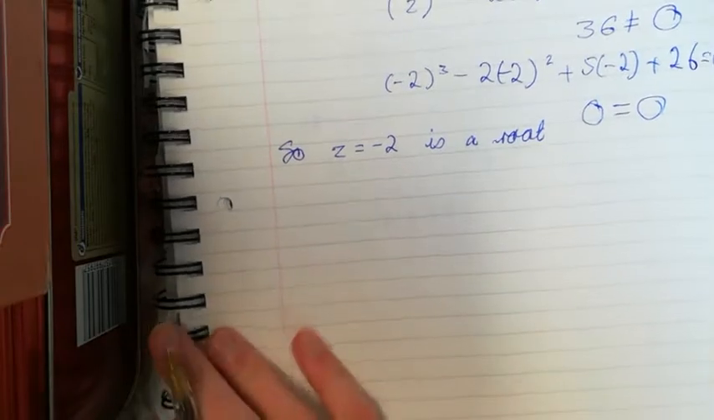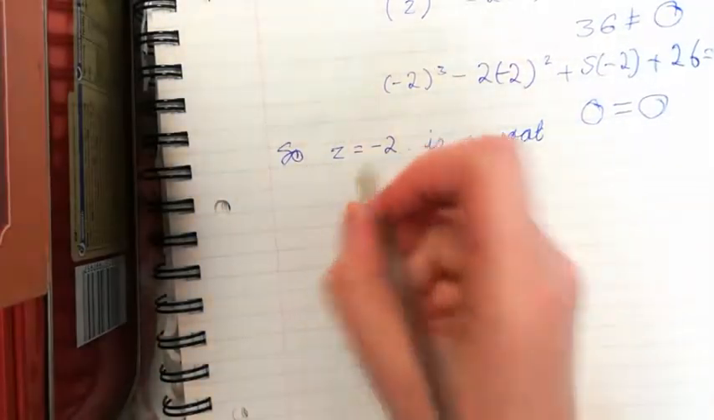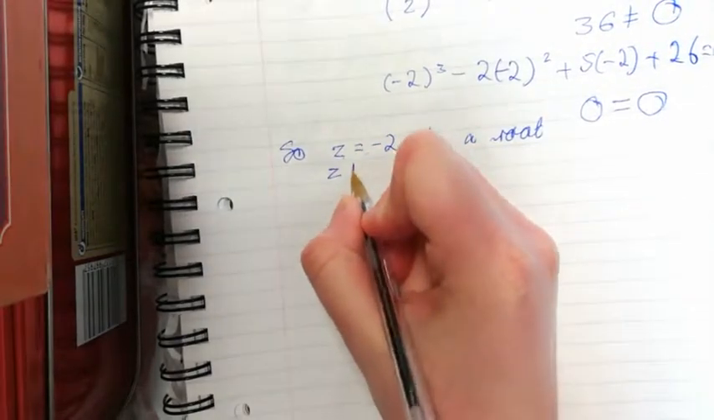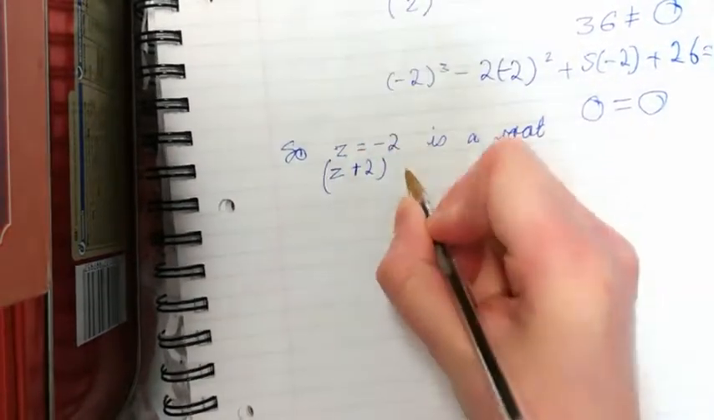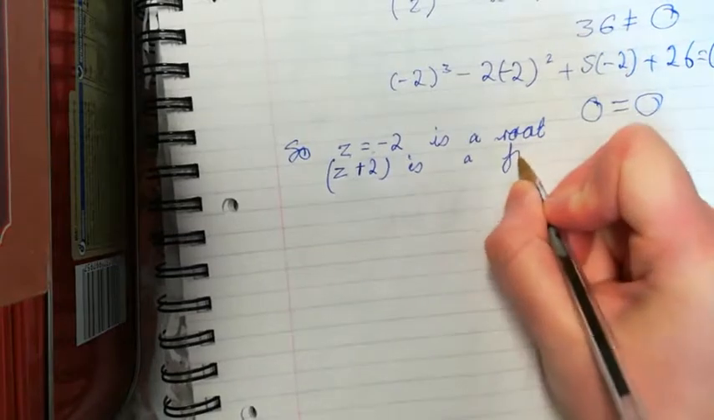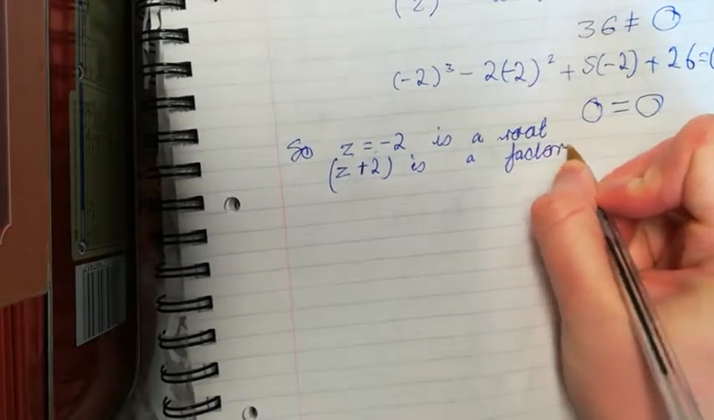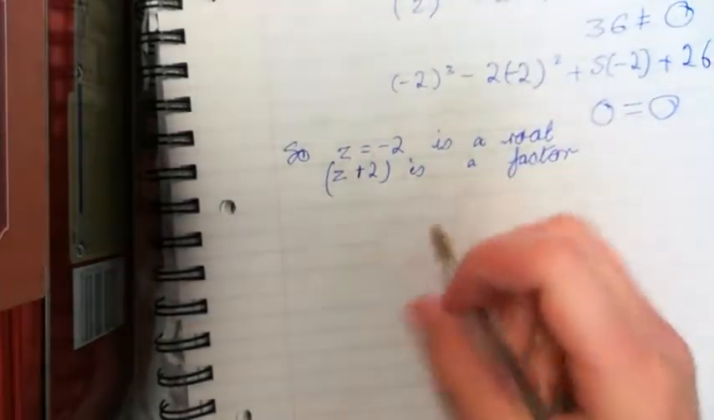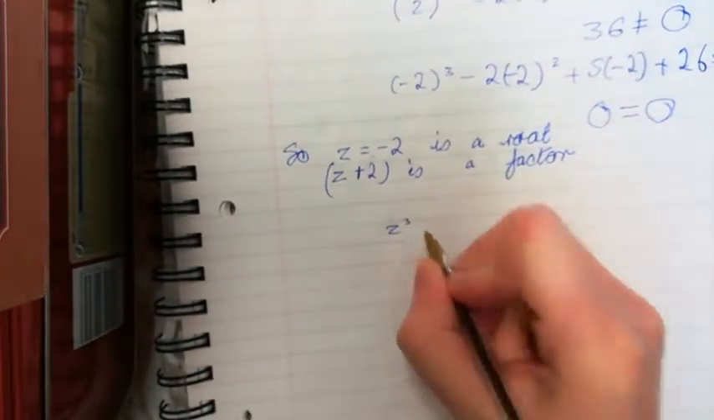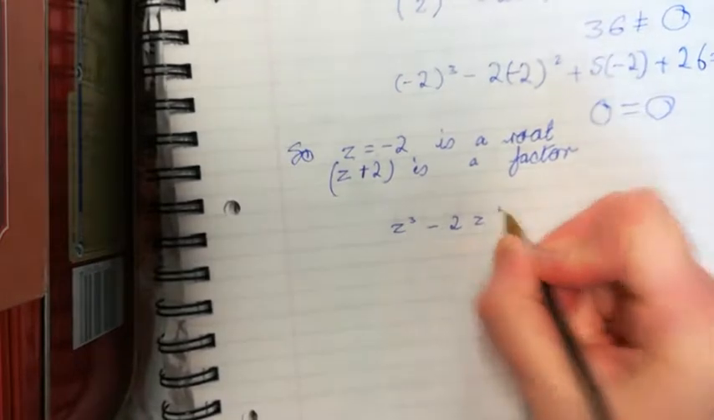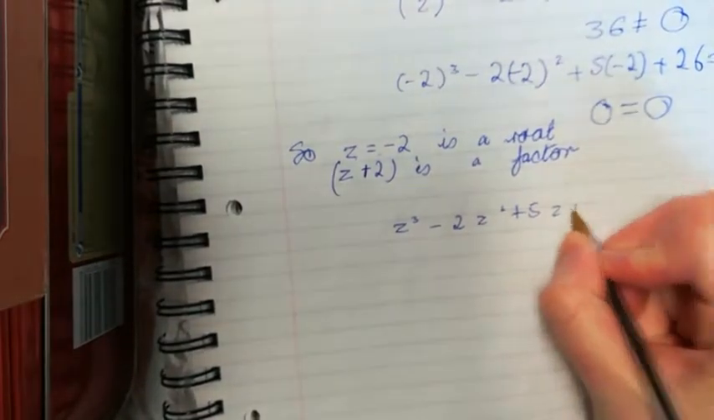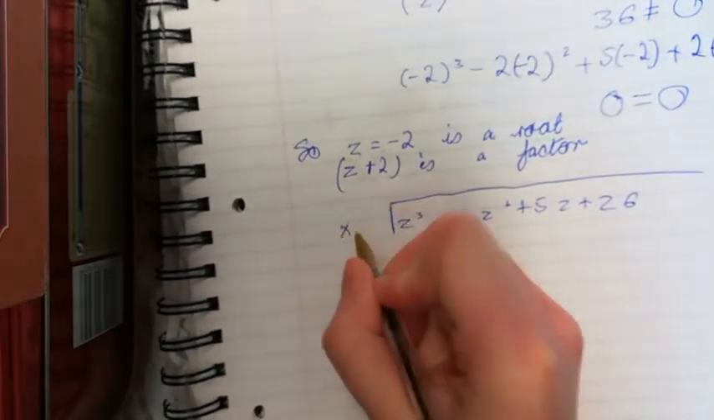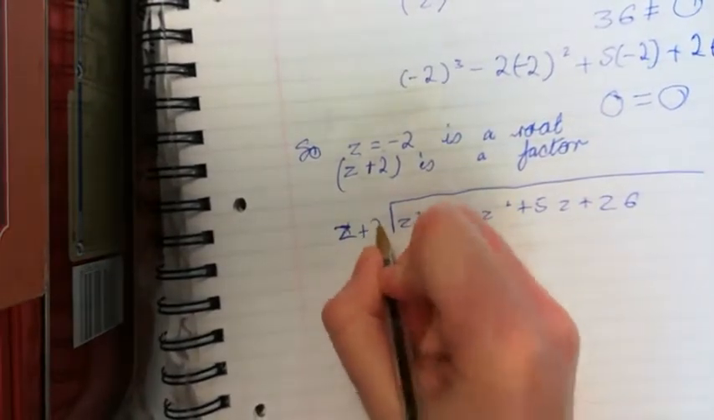So z equals minus 2 is a root, so z plus 2 is a factor of the equation. What I'm going to do now is divide my cubic by z plus 2 to get the other two factors. So I'm going to do long division, divided by z plus 2.